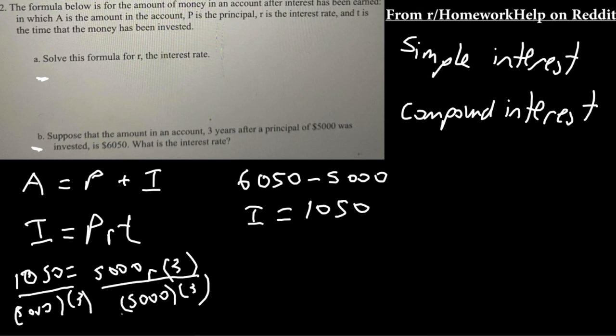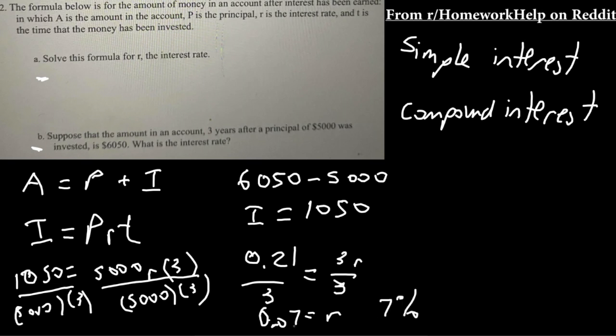On your calculator, I suggest you do this one step at a time. So I would do this as 1,050 divided by 5,000. Once you get that answer, you should get 0.21, divided by 3. So all we've done is divide by 5,000. So 0.21 divided by 3, and you should get 0.07 equals R. This means your interest rate is going to be 7%, because you have to multiply your decimal by 100 to get your interest rate.